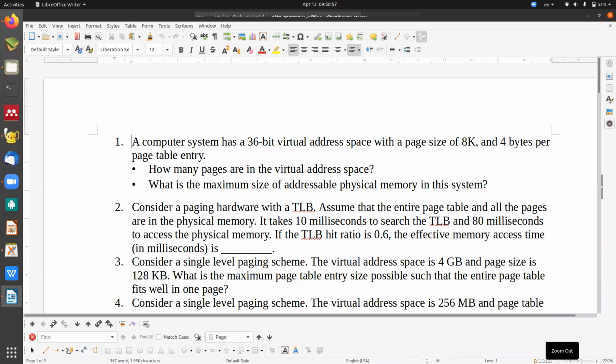A 36-bit virtual address space with a page size of 8K, 4 bytes per page table entry, and how many pages are in the virtual address space? What is the maximum size of addressable physical memory? RAM is asked and logical address space is asked, right? How much of the diagram can you draw? So we have 4, right? Logical address space, logical address, page table, RAM.